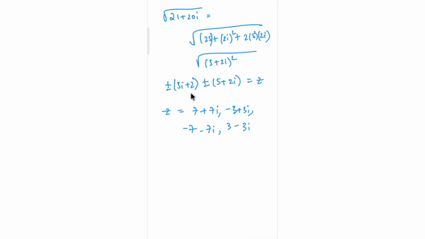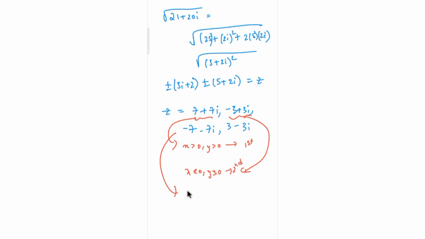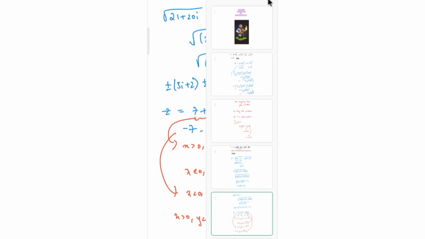As told in the earlier video also, the principal value of argument of z differs for the various quadrants. So first we need to identify which quadrant it is. Here both x is greater than 0 and y is greater than 0, so it is the first quadrant. In this case x is less than 0 and y greater than 0, so it is the second quadrant. And here x is less than 0, y less than 0, so it is the third quadrant. And here x is greater than 0 and y is less than 0, so it is the fourth quadrant. So for various quadrants we have various formulas for argument of z.